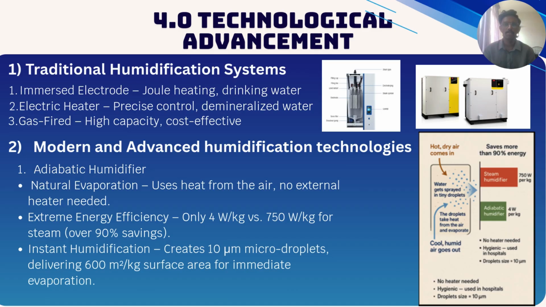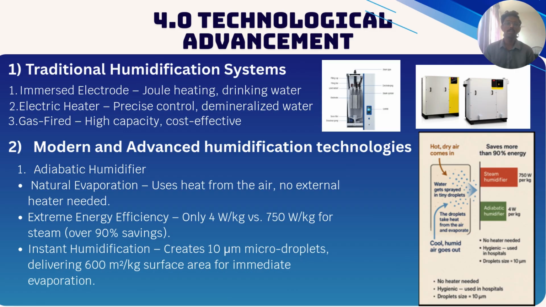So for the next slide, 4.0 technology advancement. Traditionally, humidification relies on three systems: immersed electrode, electric heater, and gas-fired systems. These methods use joule heating or direct heating, require treated water, and consume a large amount of energy.